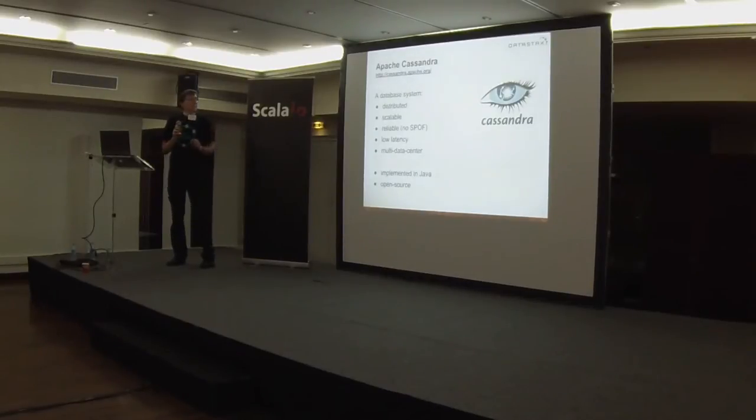There is no Scala in Apache Cassandra, unfortunately. Everything is open source. And because it is written in Java, it was also pretty easy to integrate it with Scala frameworks.